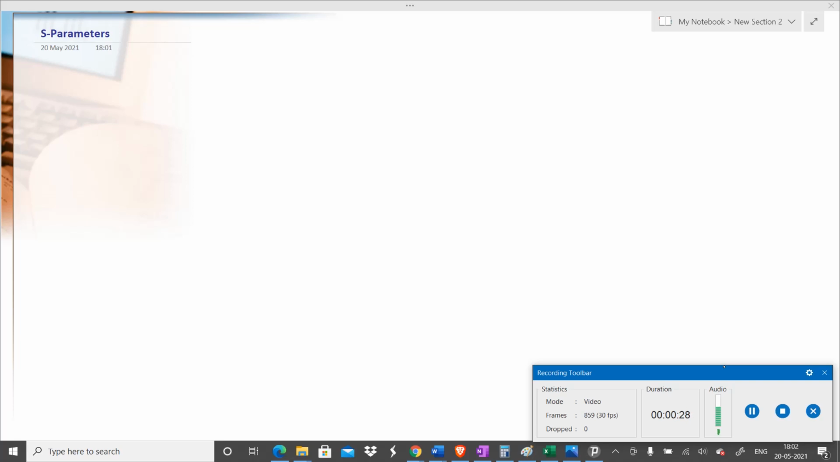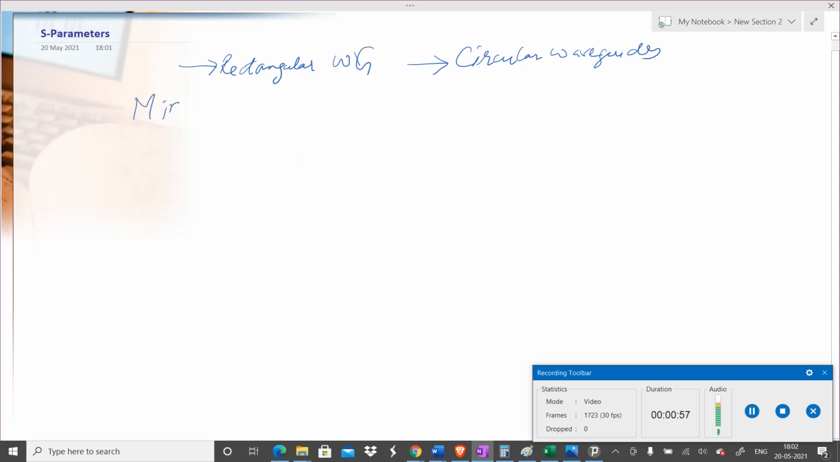Okay. So broadly, we have studied till now rectangular waveguides, and I will give a brief introduction later on circular waveguides. But in practice, you will have something called microwave hybrid circuits.